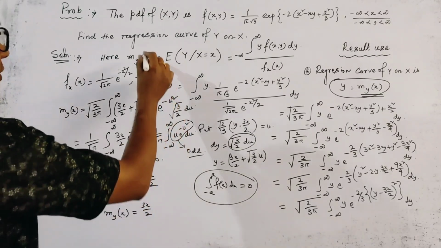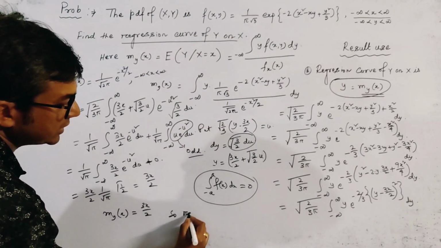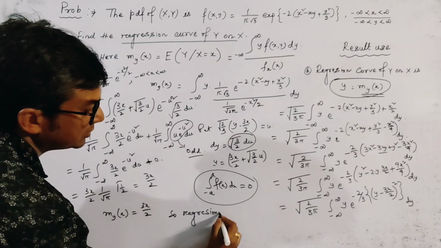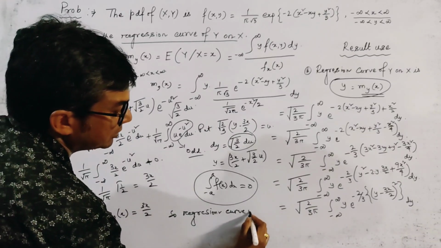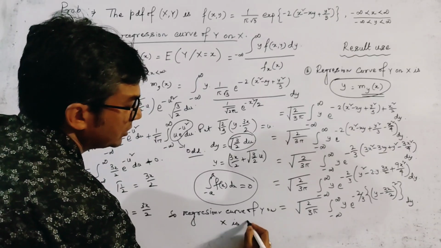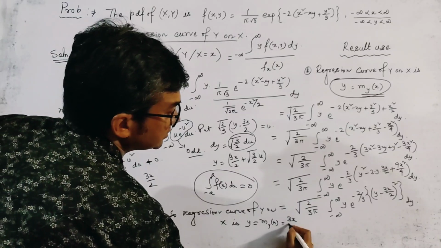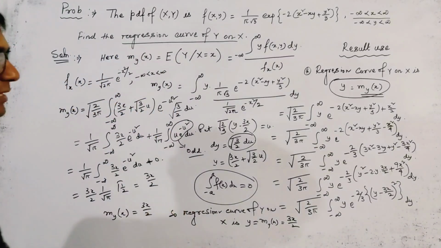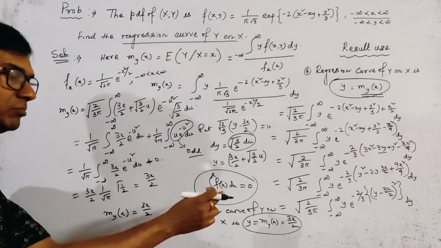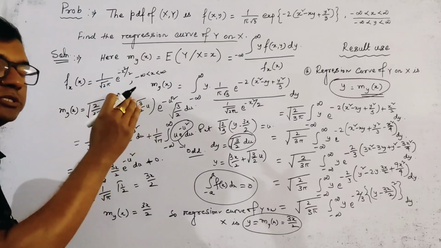So we write our result, the regression curve of y on x. The regression curve of y on x is given by y equal to m_y|x, this is 3x by 2, and this is our regression curve, which is obviously a straight line passing through the origin. Okay, this is the complete answer of this problem.